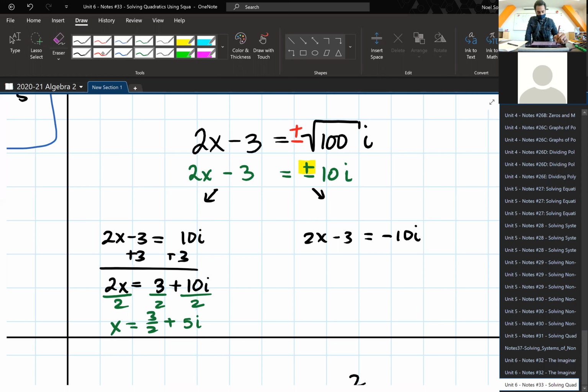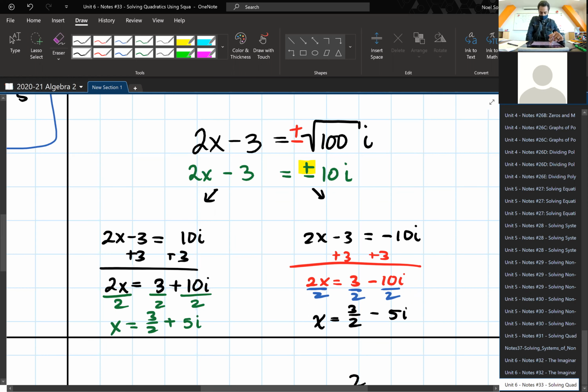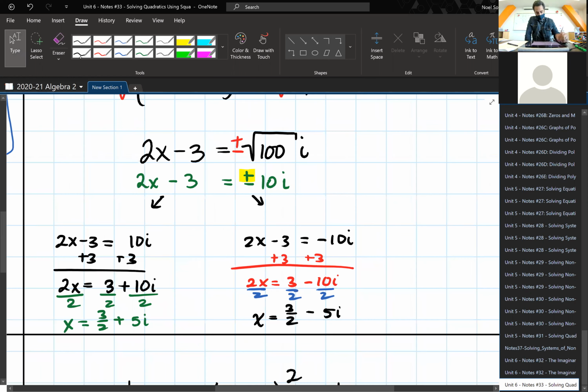And now we can do the same on the other side. So we add 3 to both sides. 2x is equal to 3 minus 10i. And we divide both sides by 2. So that's the same as dividing every term by 2. So your x is equal to 3 over 2 minus 5i. So if you wanted to condense the solution, you have 3 over 2 plus or minus 5i.